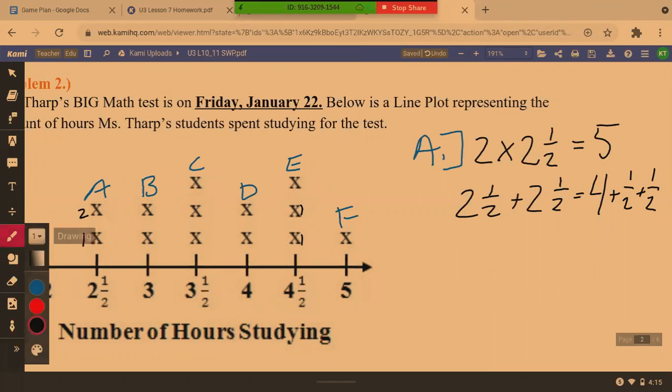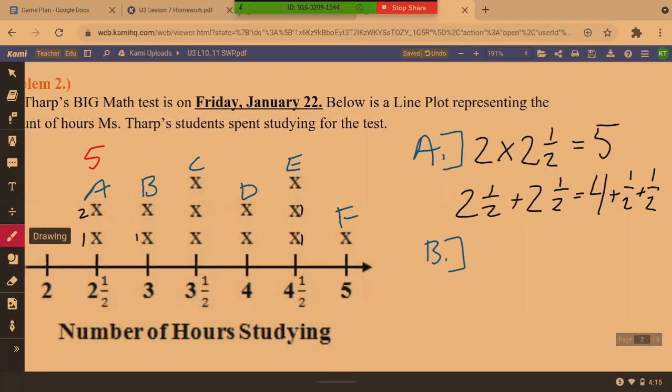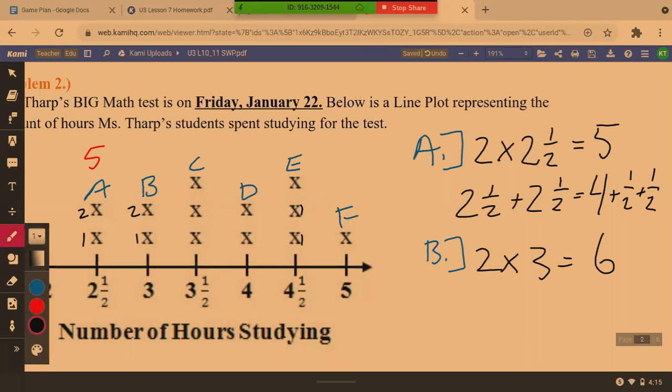Okay, let's go on to B. So we know the total for category A, the total amount of hours spent studying for category A was 5. Category B. How many students were there? There's 2 students in category B, and they each studied 3 hours, so 6. Okay, pretty simple. That one was good because there were no fractions, so that one was easy to deal with.